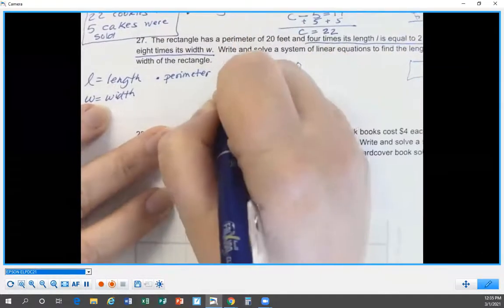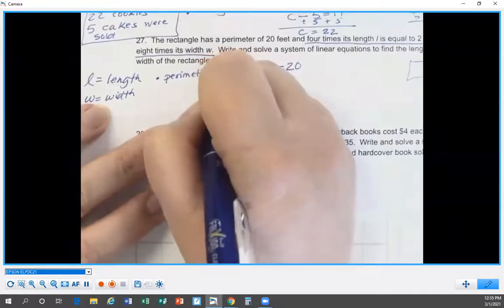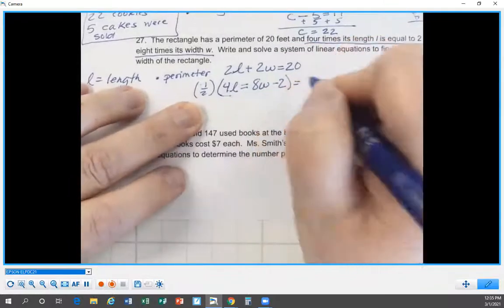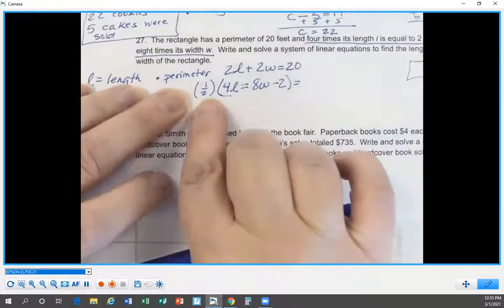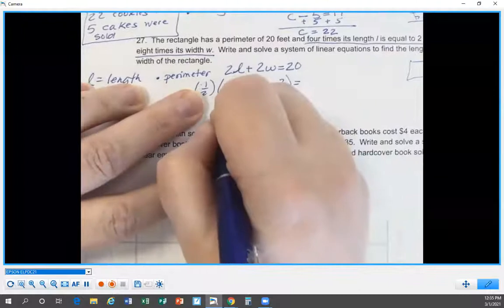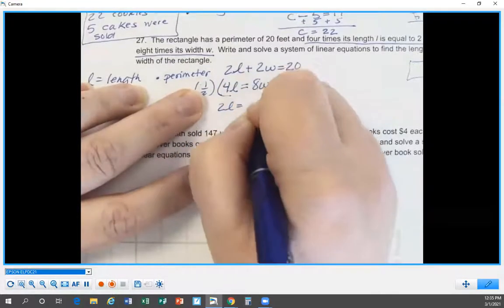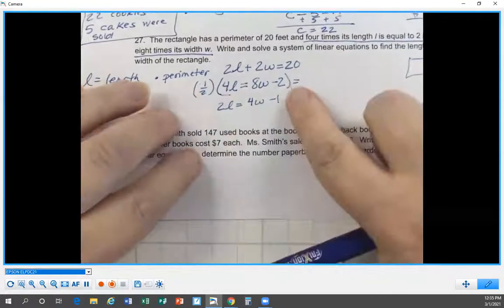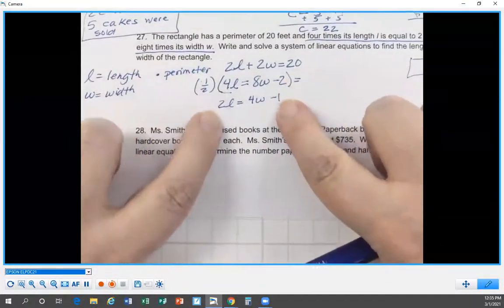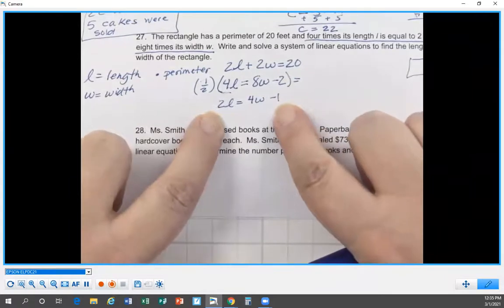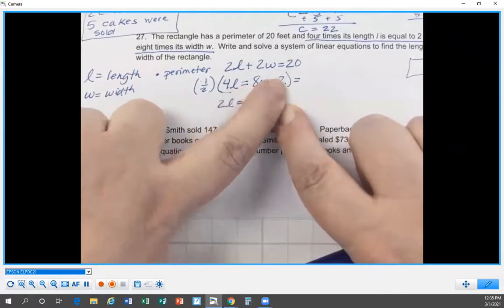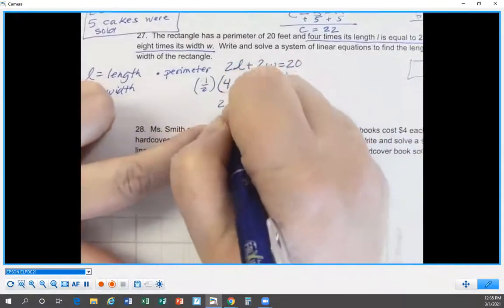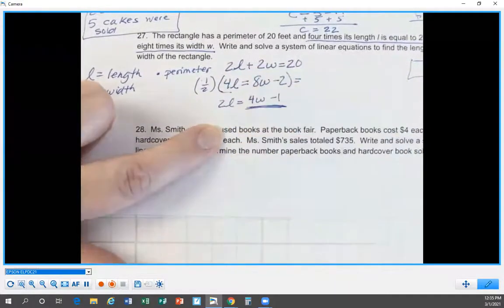So I'm going to take this bottom equation and basically multiply it by half or divide by 2, okay? So if I multiply by half or divide by 2, I end up with what's half of 4L? 2L equals what's half of 8W? 4W. What's half of minus 2? Minus 1. So I took this equation and I just divided it by 2, okay? These three values had a GCF of 2, so I divided it out. And now I have 2L equals 4W minus 1.